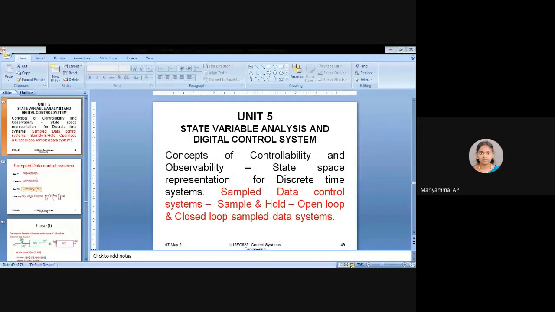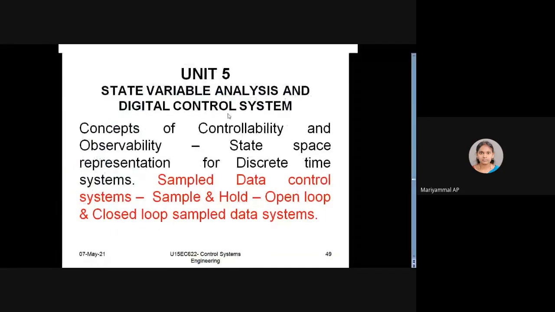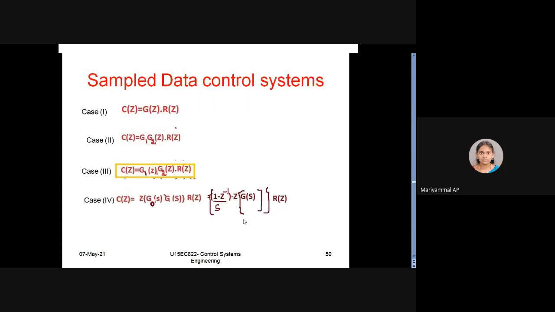Today in class we are going to discuss the last title of the fifth unit: sampled data control system, sample and hold, open loop and closed loop control system. In this title, let us recollect yesterday's class with some points.